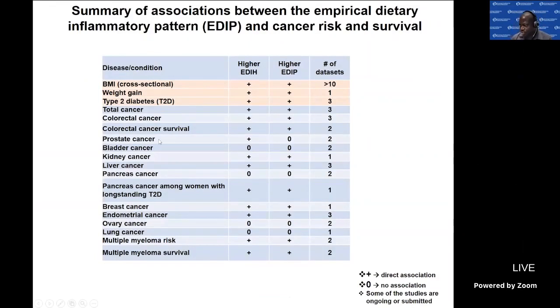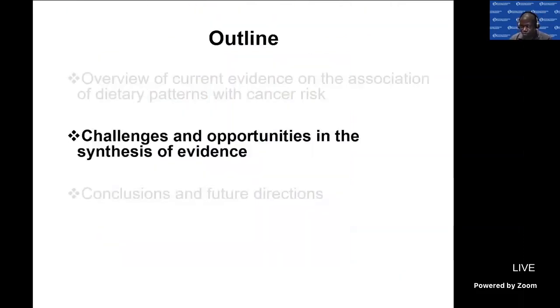In the past couple of years, we have applied the two scores, and these two dietary patterns have actually showed very strong correlations with BMI and weight gain and type 2 diabetes risk. And we've also looked at the scores in relation to several cancer sites, and the scores have been consistently associated with higher risk of developing certain cancers.